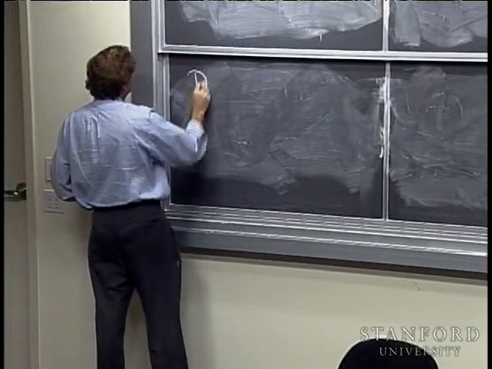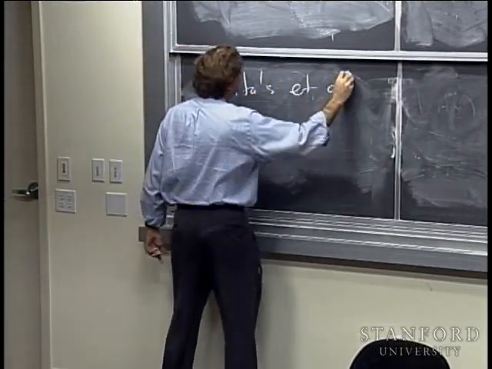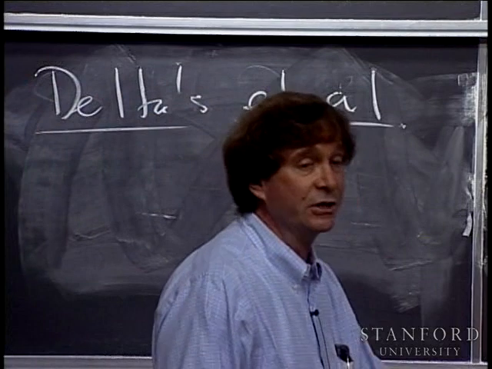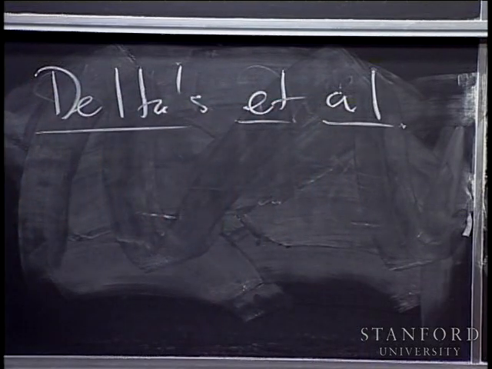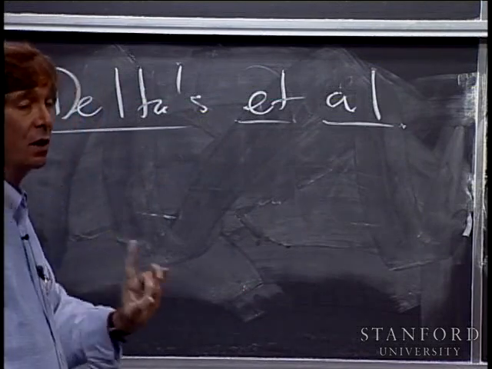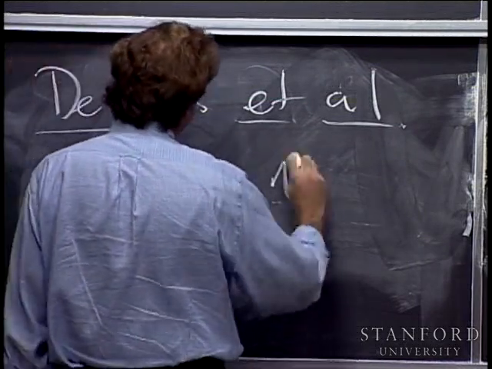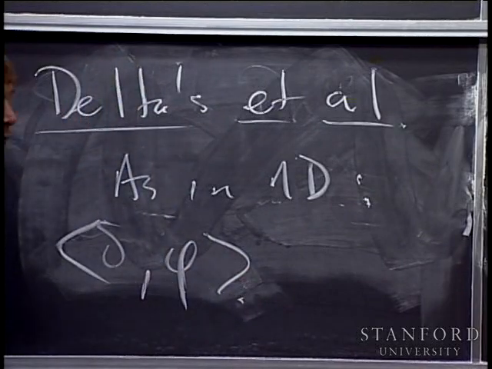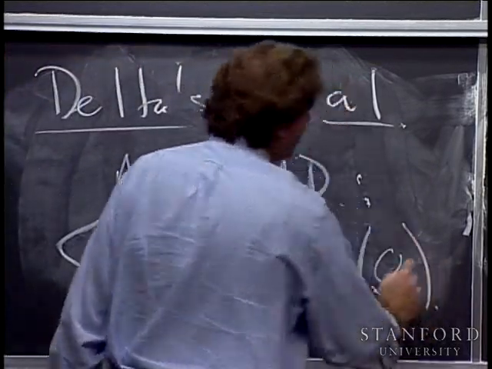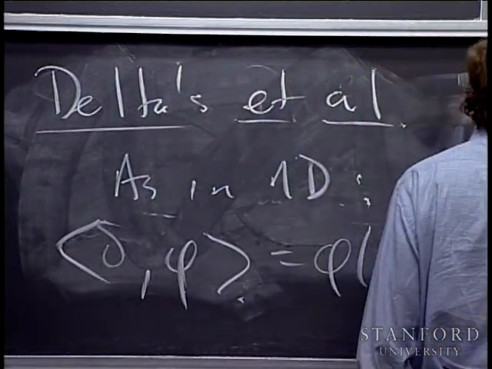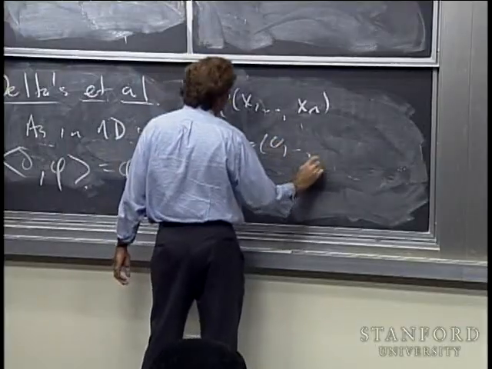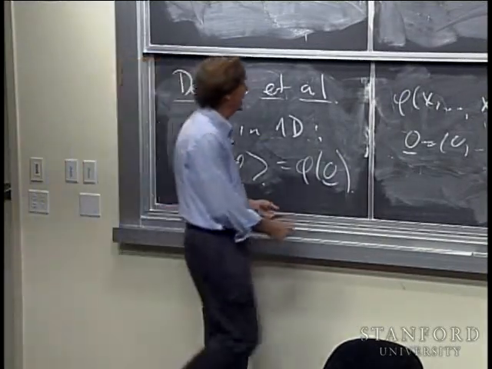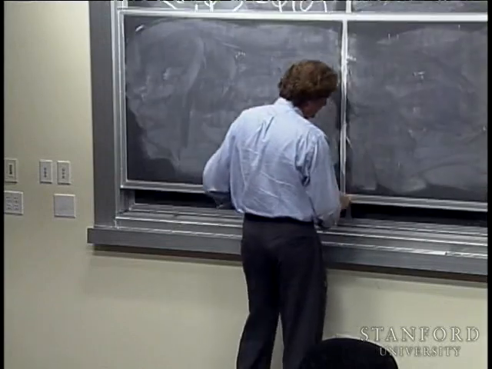Okay, delta functions, deltas et al. So again, delta is defined the same way. You can think of this in terms of distributions. A delta operates on a test function. You can write it out in terms of an integral if you wish. But the basic definition and the basic properties of delta functions are as before, as in 1D. So for example, delta, a two-dimensional or higher dimensional delta function, paired with phi is phi of 0. Here phi is a function of n variables, and 0 is just the origin, all right? So delta operating on phi just pulls out the value at the origin. And I can look at a shifted delta function.